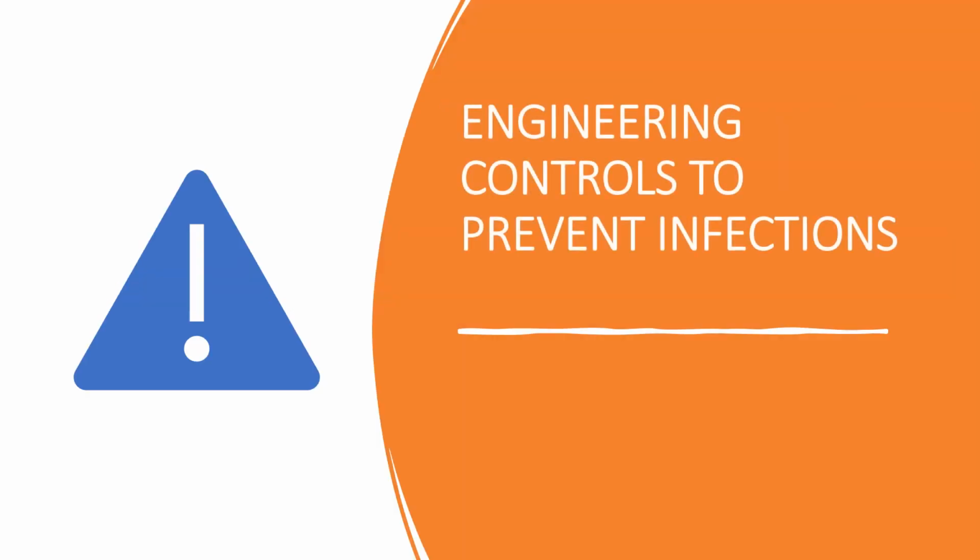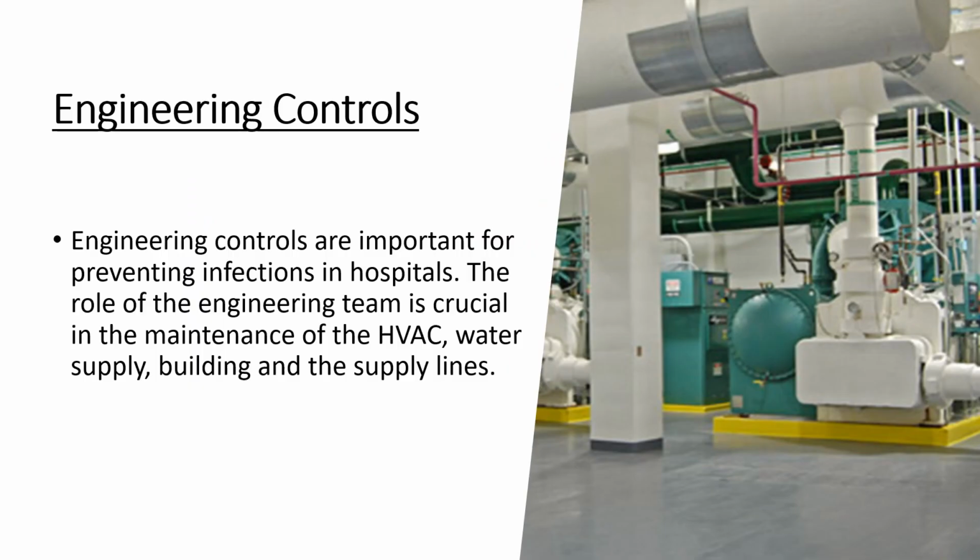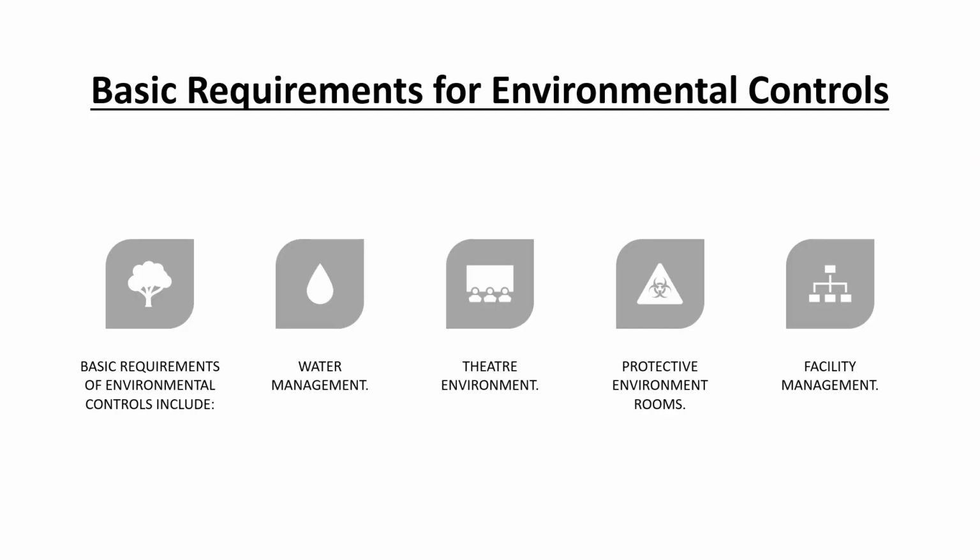Engineering controls to prevent infection include maintenance of the HVAC system, that is heating, ventilation, and air conditioning, then water supply, building, and the supply lines. Engineering controls are important for preventing infection in hospitals, and the basic requirements for environmental controls include water management, heater management, and protective environmental rooms and facility management.